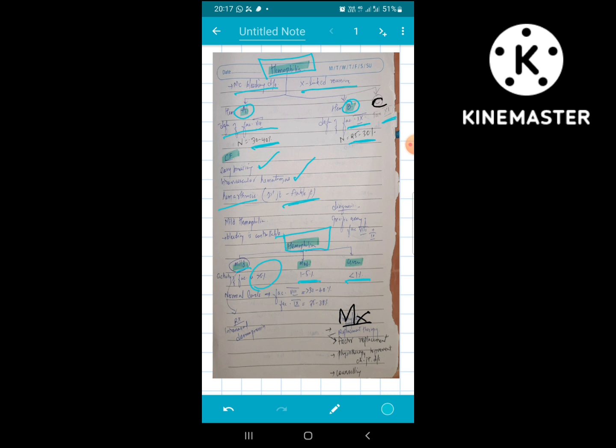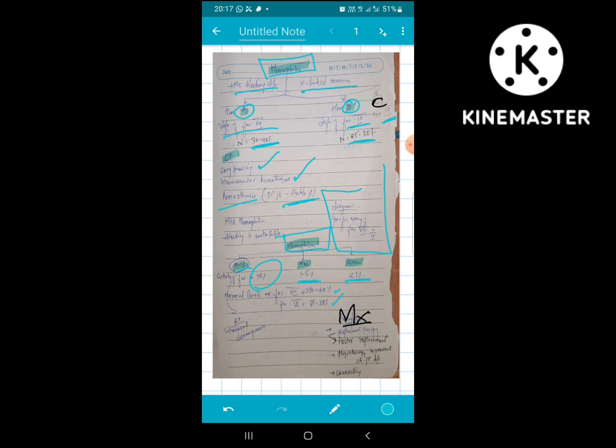So as I already said, the normal levels of each factor are here. In mild cases, more than 5% is present. In moderate, only 1 to 5% is present. In severe, less than 1% is present. The diagnosis, how do we diagnose this, is by a specific assay of factor 8, 9, and 11.